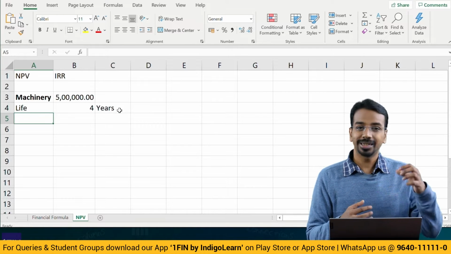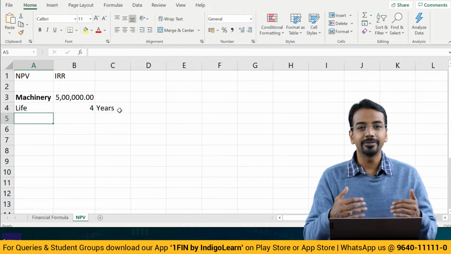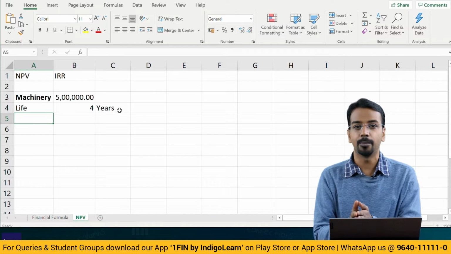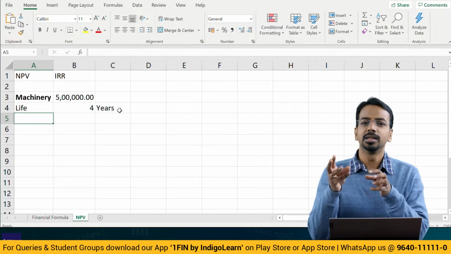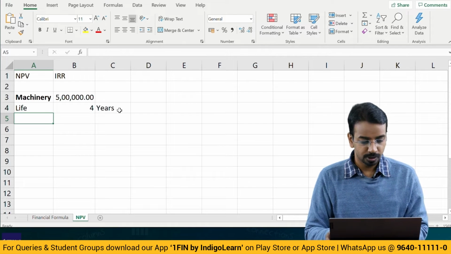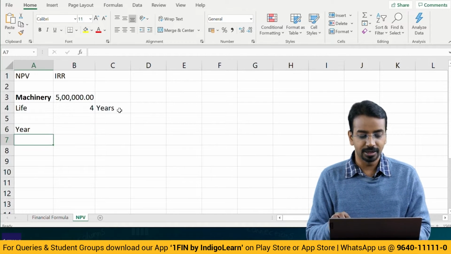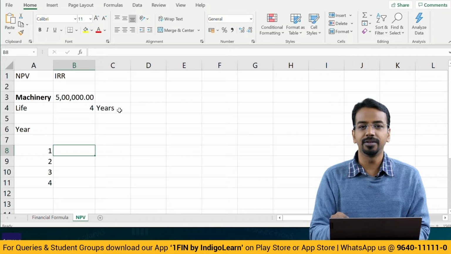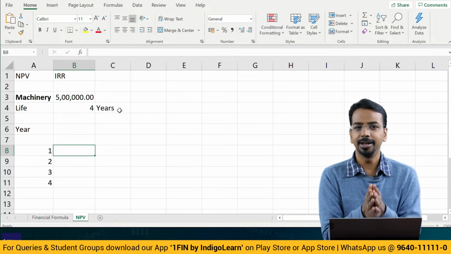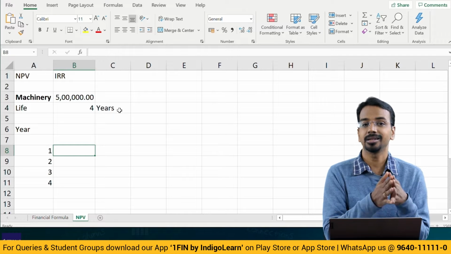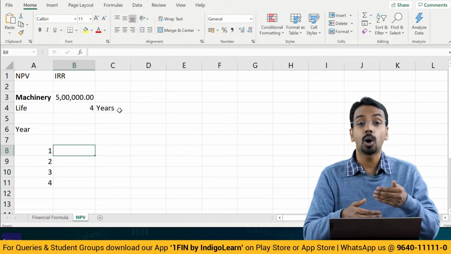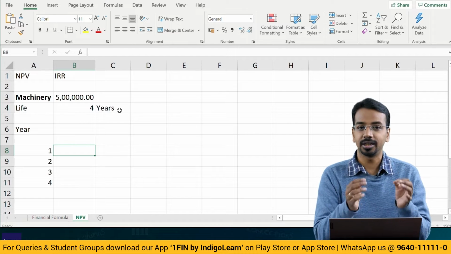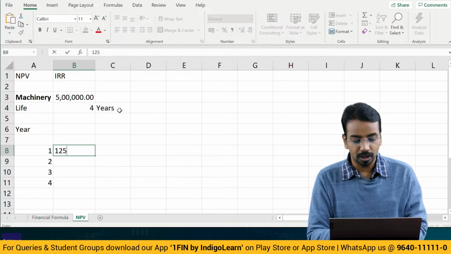Now this machine that you have purchased, you basically want to give it out on rent to somebody. That is your business. The other person will pay you some amount every year. So every year, year 1, year 2, year 3, year 4, at the end of every year, the other person has agreed to pay you a certain amount as rent. And we'll assume that the rent is not constant, but keeps on increasing every year. So in the first year, he agreed to pay you a rent of 1,25,000.